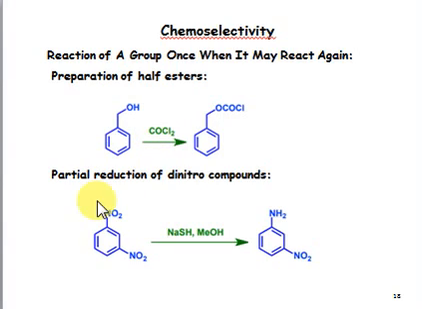Now we have again two functional groups. Both of them are nitro groups, but we only want to reduce one nitro group and retain the other nitro group, right? For that purpose, for selective reduction of only one nitro group, we use NaSH, right? So we have to use sodium hydrosulfide. With this NaSH in presence of methanol, this reagent can reduce only one of the nitro groups, while the other nitro group will not be affected, right?